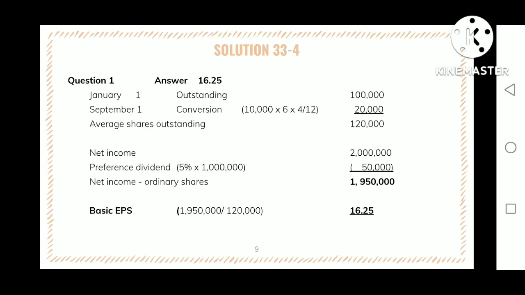Second step, let's get the net income allocated to ordinary shares. So there are 2 million net income less preference dividend of 50,000. Paano na-compute yung 50,000? 5% times 1 million. Yung 1 million is preference share capital, 10,000 preference shares times 100 par value. The net income allocated to ordinary shares is 1,950,000. 1,950,000 divided by 120,000 is 16.25 basic earnings per share.